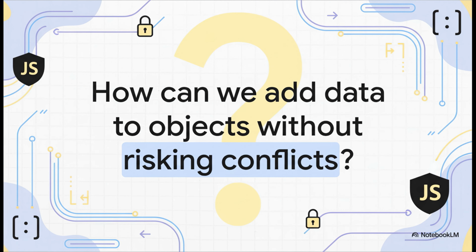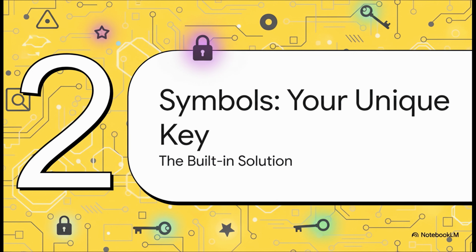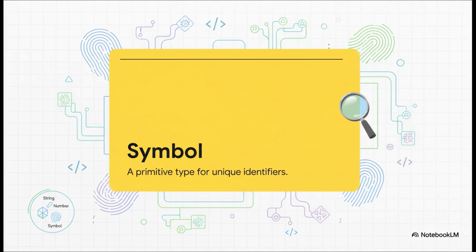So this brings us to the big question, right? How can we tack on our own data or properties to an object that we don't really control without ever having to worry about stomping on someone else's property or having them stomp on ours? Well, guess what? The answer is a feature built right into JavaScript for this exact situation, symbols. They are specifically designed to be unique identifiers, and they're the perfect key to solve this collision problem once and for all.